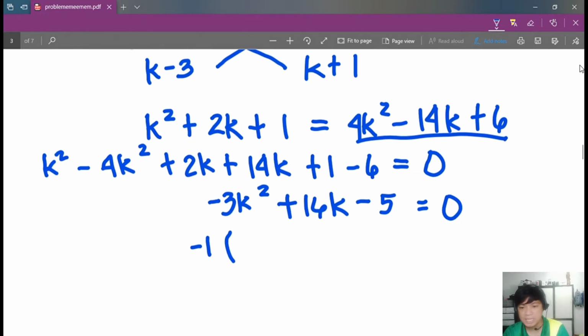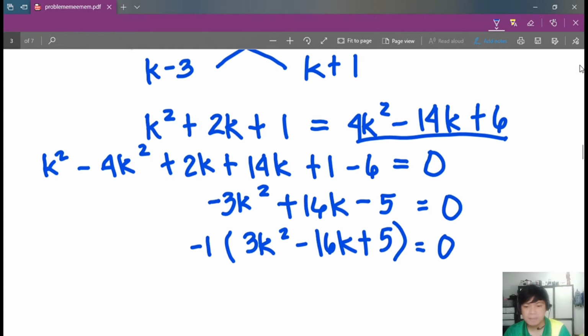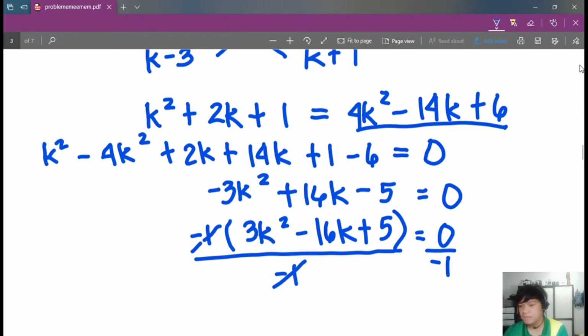Para ang maiwan sa loob is 3k. Para magiging opposite yung mga sign dito sa loob. So, 3k squared, tapos ito magiging negative 16k naman. Itong negative dito maging positive 5 is equal to 0. Paano nangyari yon? Kasi negative 1 times 3k squared is negative 3k squared. Negative 1 times negative 16k is positive 16k. Negative 1 times 5 is negative 5. So, ganun. After that, we will divide both sides by negative 1, pati dito negative 1. So, maalis na yung negative natin. Yung 0 i-divide ng any number is still 0.